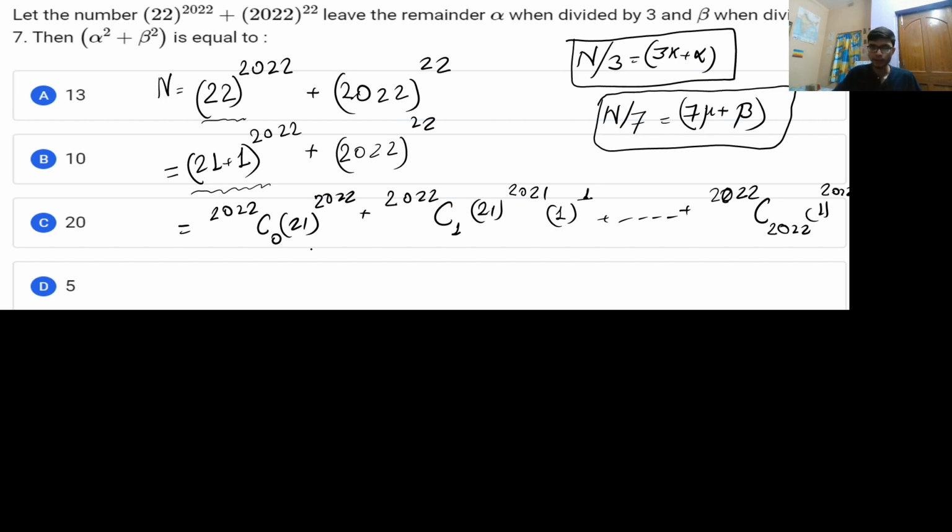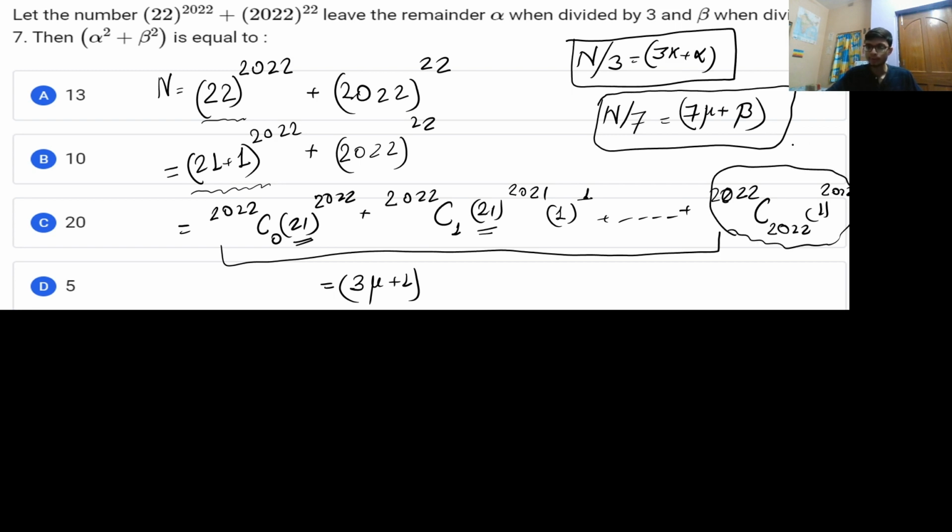If you look at these terms, except the last term, you will find that all of them are divisible by 3, because all the terms have 21 as a common factor. So you can write this number as 3 times some constant plus 1, because the last quantity is equal to 1. So the number when divided by 3 yields 3μ plus 1, which is of the format 3k plus alpha. That means the number when divided by 3 yields the remainder 1. So you can check that the alpha value is equal to 1.